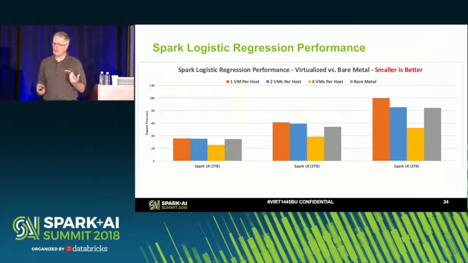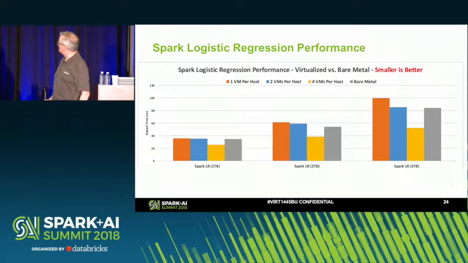NUMA means non-uniform memory architecture, which is effectively a segmenting of the memory of your machine to make it local to one or other of the processors on that machine. So a picture of that should be next.